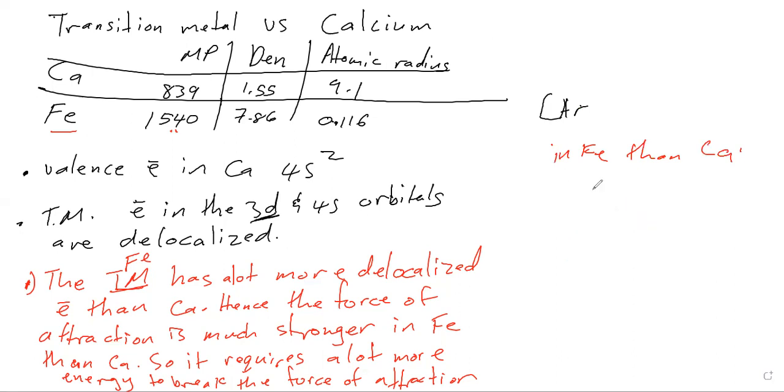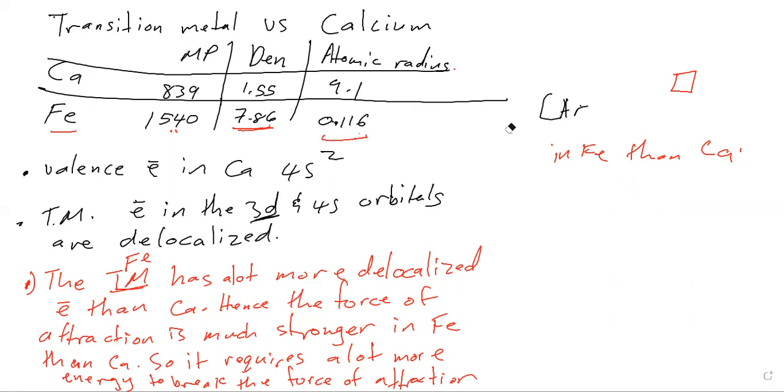But density: what's the formula for density? Basically, in the same volume, iron will have a greater mass than calcium. So you can pack more iron in a specific volume than calcium, which means the atomic radius will have to be smaller. So the atomic radius will help to explain density. I'm going to do atomic radius, then the density.